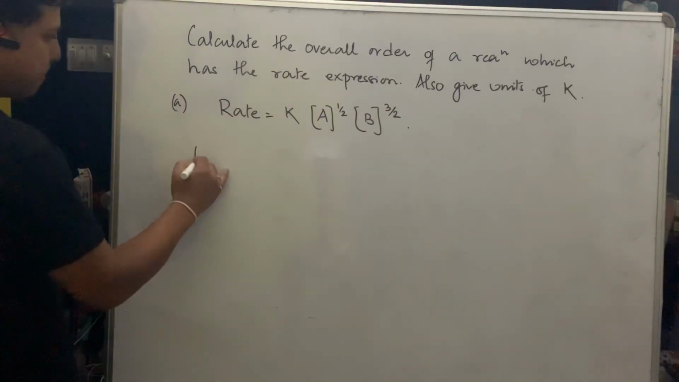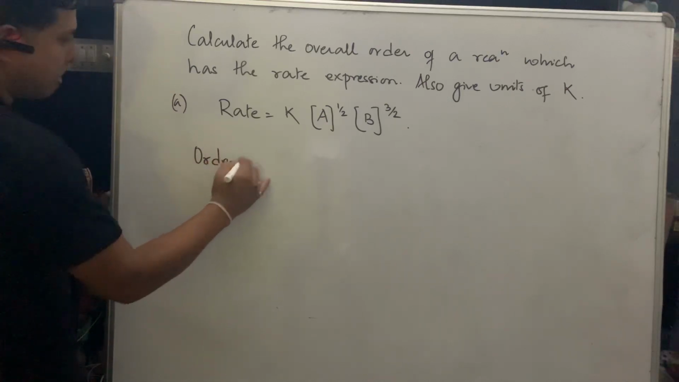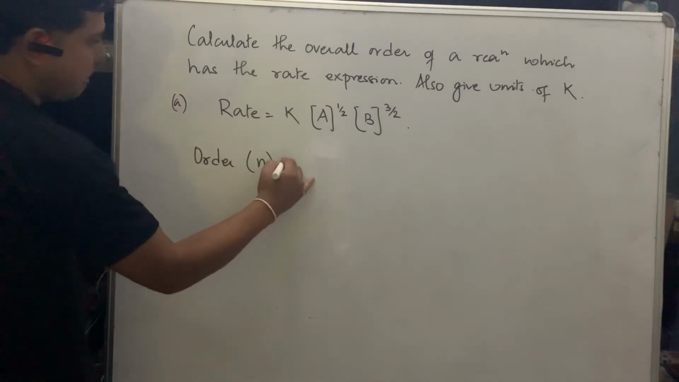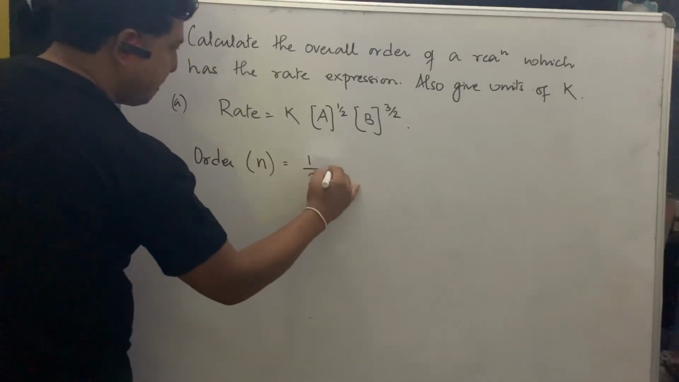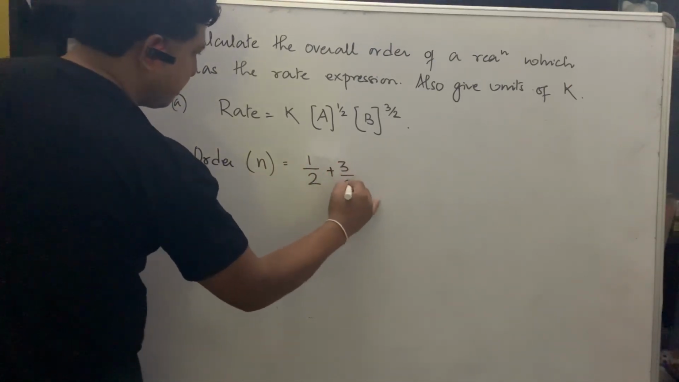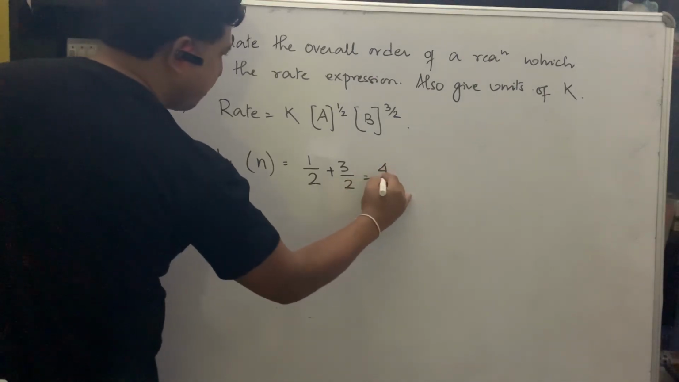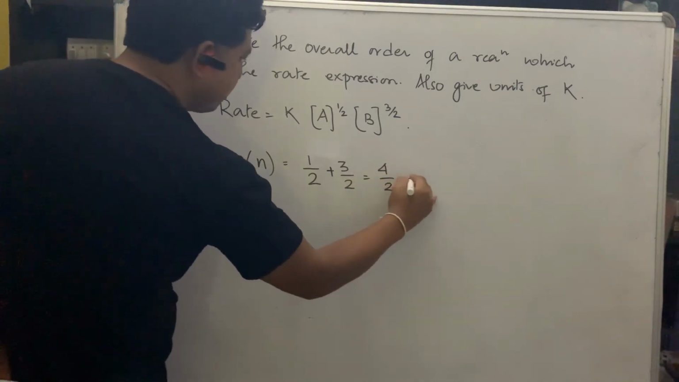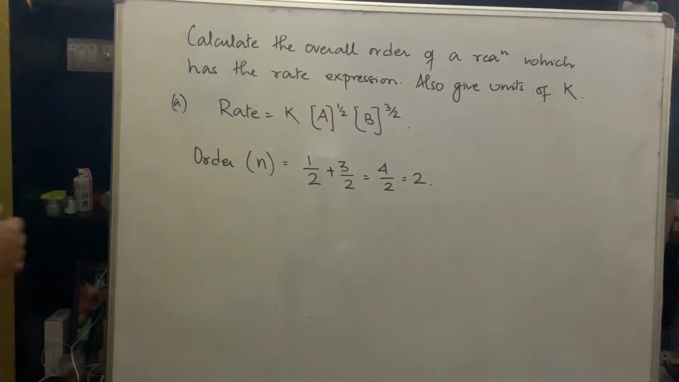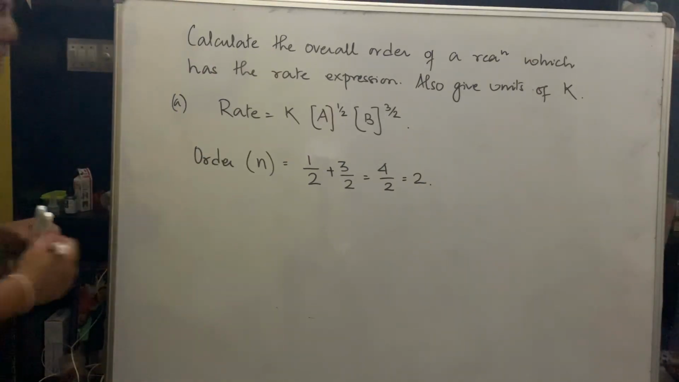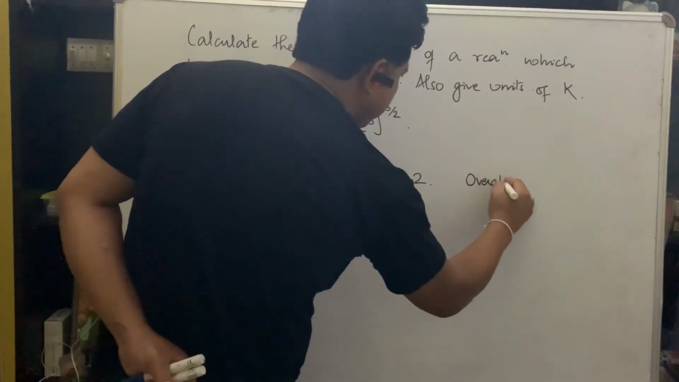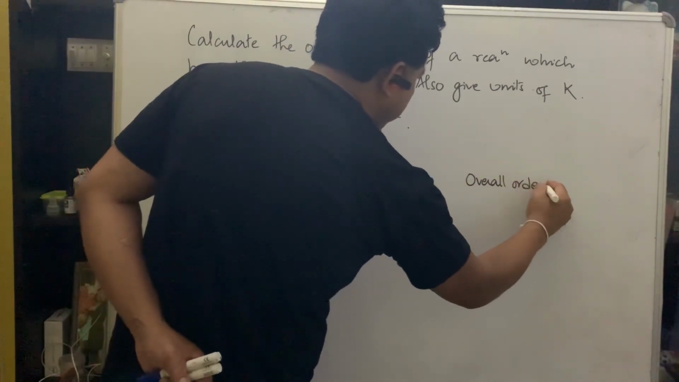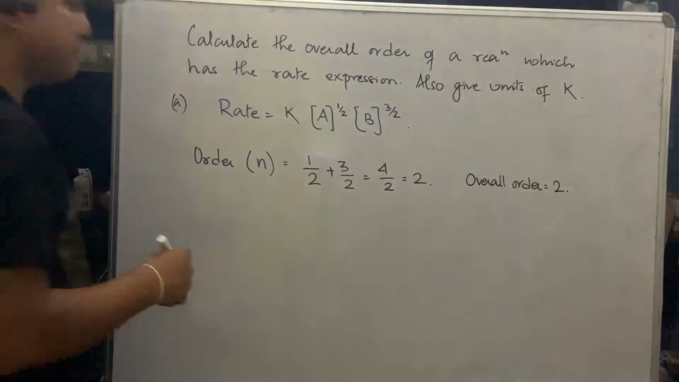So what is the order of this reaction? The order of this reaction, that is the value of n, is equal to the sum of the coefficients, half plus 3 by 2, which is equal to 4 by 2, which is equal to 2. So the overall order is 2. What is the overall order? Overall order of this reaction is 2. It's a second order reaction.